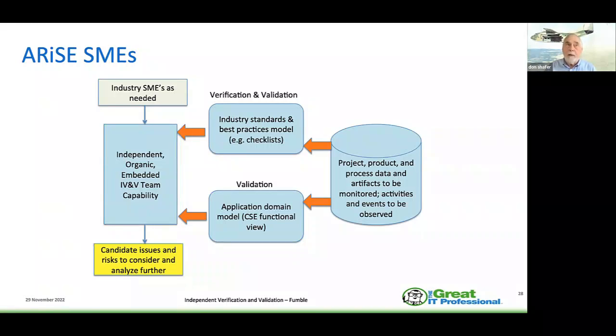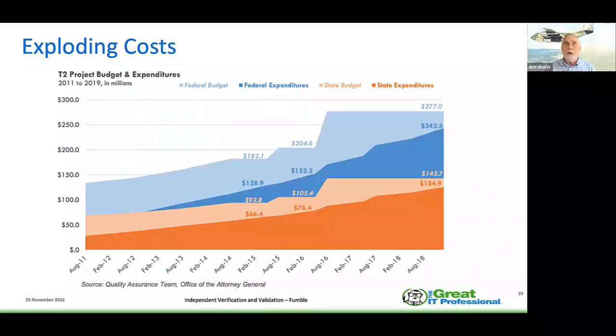We would also bring in subject matter experts as needed, from industry or from other academic organizations. We were an embedded team. We looked at candidate issues and risks to analyze further. We had product and process data, and access to all the data, so we could do verification and validation against industry standards and best practices. We could do validation against the application domain model. What was the model they were going to have in place? How would we look at the critical aspects, the critical function reviews of this? So the process for independent verification and validation is very structured, very straightforward, and very much results driven. You've got to have in place how you're going to get those results and manage them.